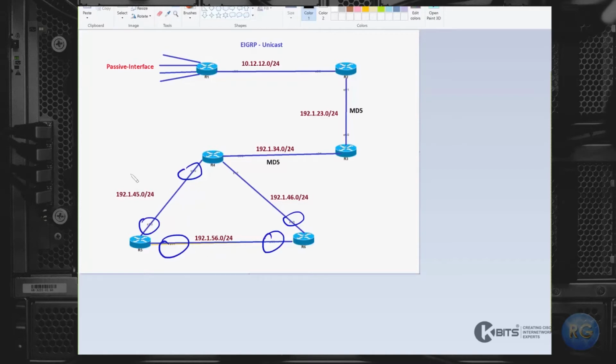Let's set the speed over here to 1544, which at one given time was nirvana, fabulous speeds. Let's say the speed over here between R4 and R6, this link over here, is a 512 link. And this link over here is 128. We're doing different colors, might as well do different colors.